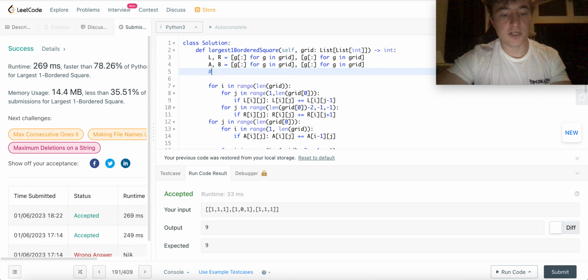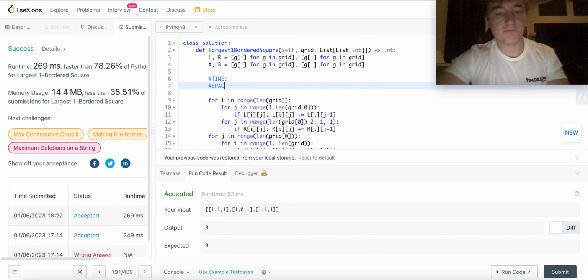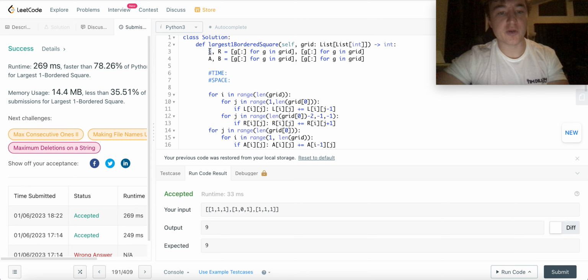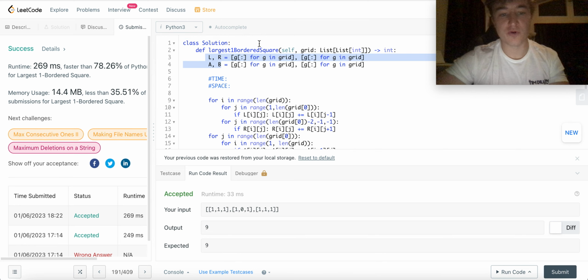Okay, so what is the time and space of this? So for time, let's do space first. So for space, we have to create 4 copies of the grid essentially. And then we just populate those 4 copies. So that's 4n squared if it's, or 4n times m.